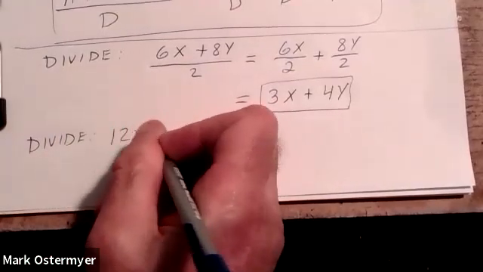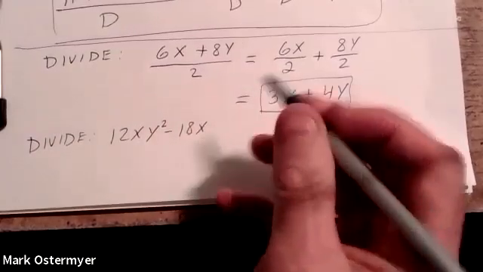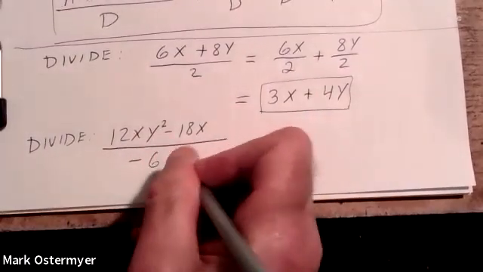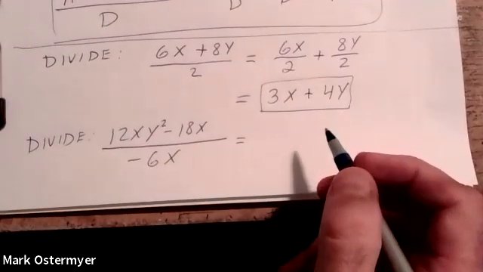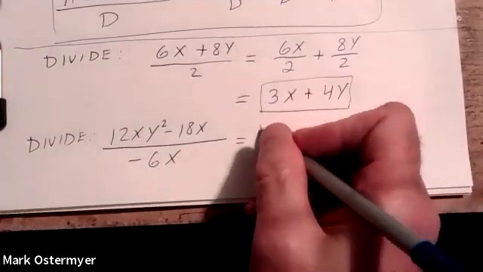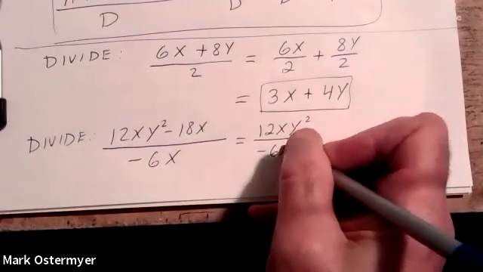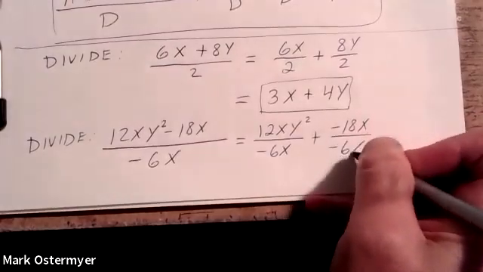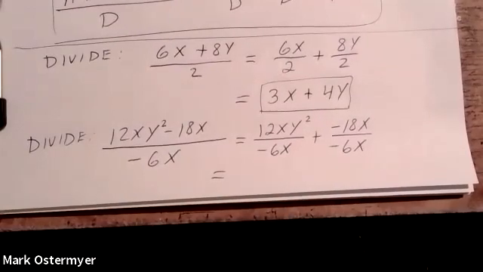Let's take 12xy squared minus 18x, and let's see if we can divide this by negative 6x. To divide a polynomial by a monomial, all we have to do is place each term of the polynomial over the monomial. And then we just have to reduce each of these.